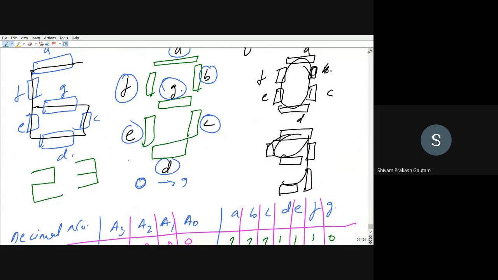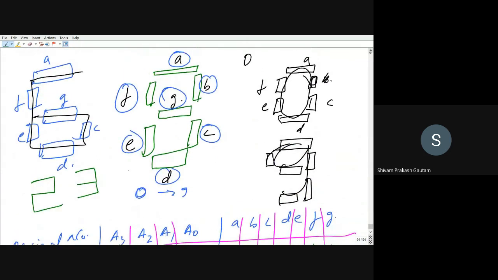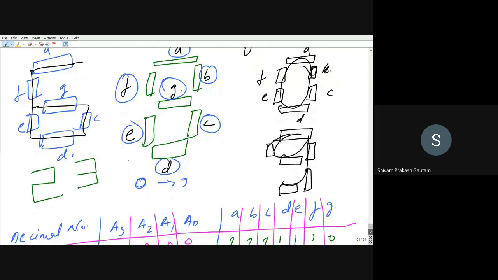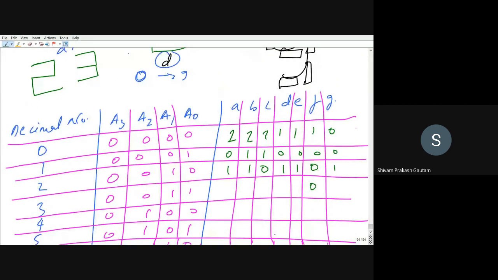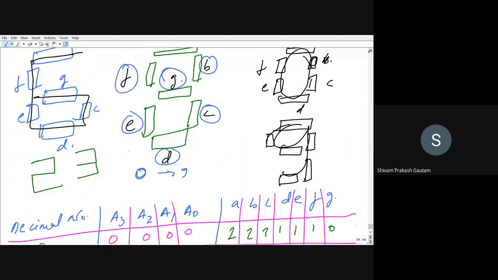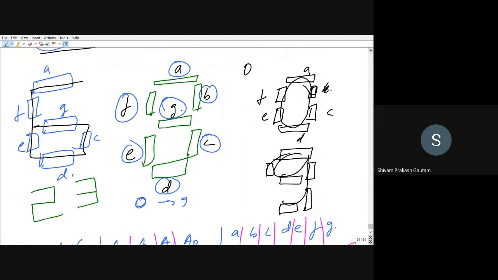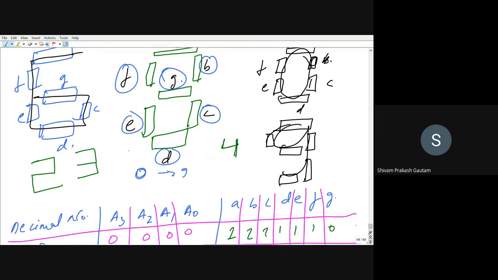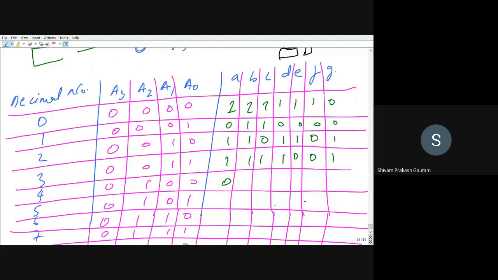Just see 3. E and F will be off. Rest will remain high. Now for 4, 4 will be like this. A, D, and E are off. Rest are high. Are you getting this or not?